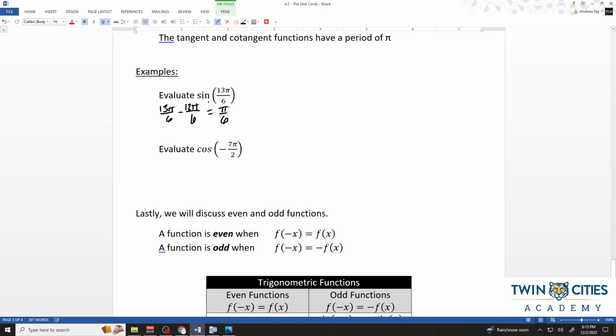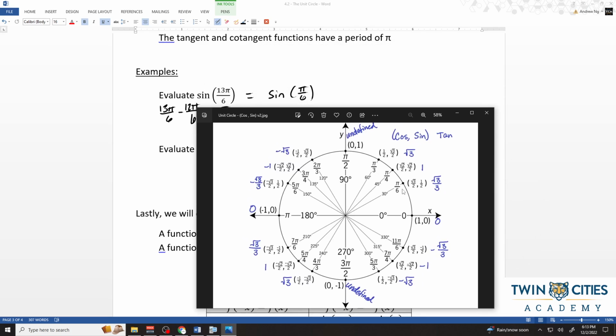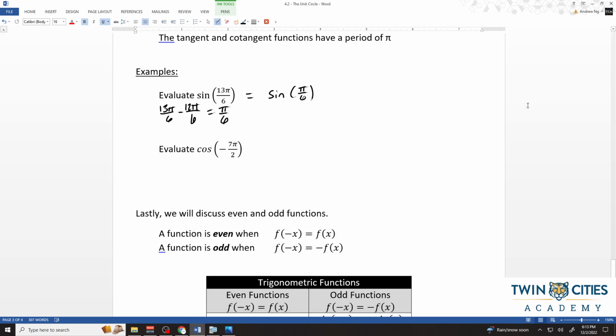In other words, the sine of 13 pi over 6 is the same as asking, what is the sine of pi over 6? Well, that I can find, because on my unit circle, I do have pi over 6, and the sine is 1/2. Therefore, the sine of 13 pi over 6 is also 1/2.